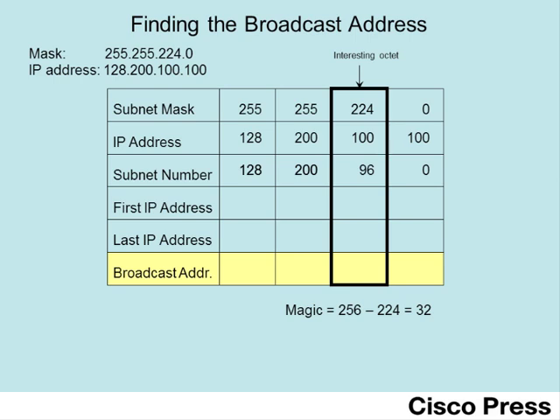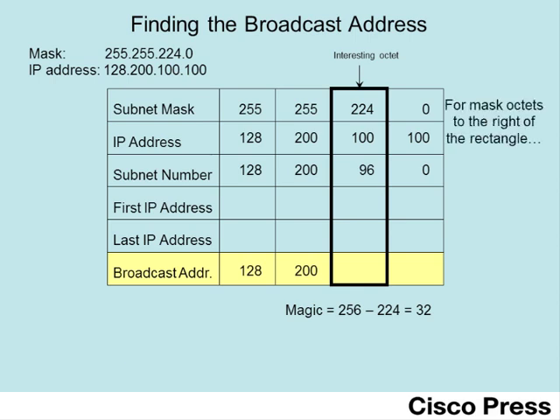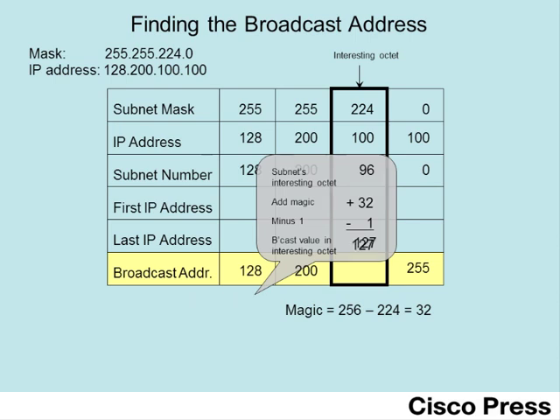Then, to calculate the broadcast address, first you look at the octets to the left of the interesting octet. For those octets, you simply copy the subnet number's value, 128.200 in this case. Then you look to the right of the interesting octet. For those octets, you simply write down a 255 in the broadcast address. Then inside the interesting octet, as you might guess, the math is a little more interesting. You take the subnet number, then you add the magic number and subtract 1. In this case, you get 96 plus 32 is 128, minus 1 gives you 127.